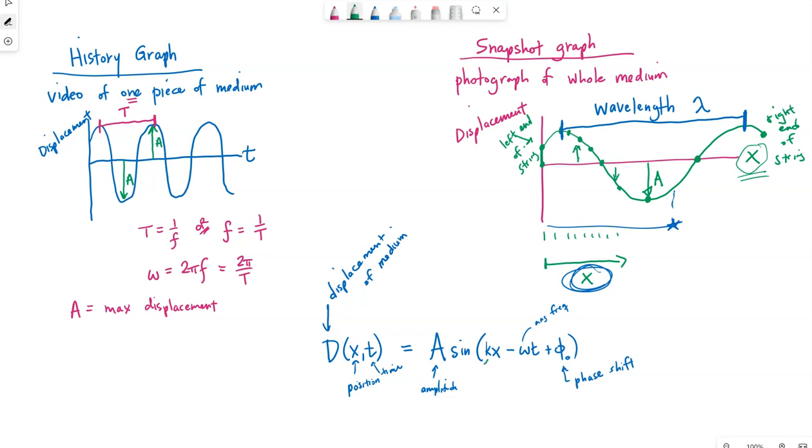The one thing that is different, this k is called the wave number. It is related to the wavelength. It is equal to 2 pi over lambda, where lambda is the wavelength. The sign in front of omega t has to do with the direction the wave is traveling in. In the case of our wave on the string, the negative sign means the wave travels to the right. A positive sign in here, the wave would be traveling to the left. It just has to do with the direction the wave travels in.